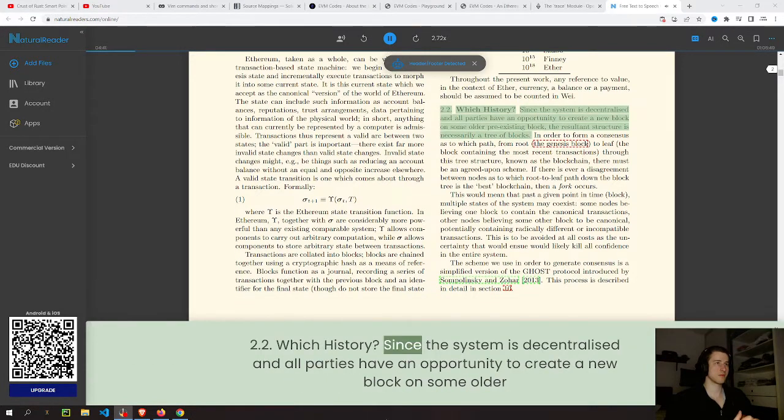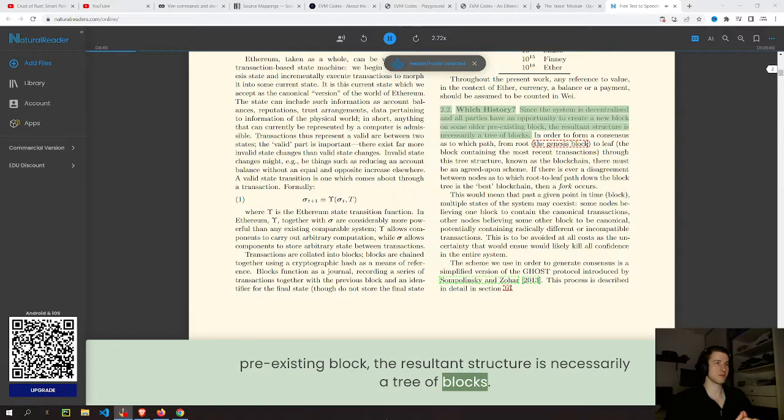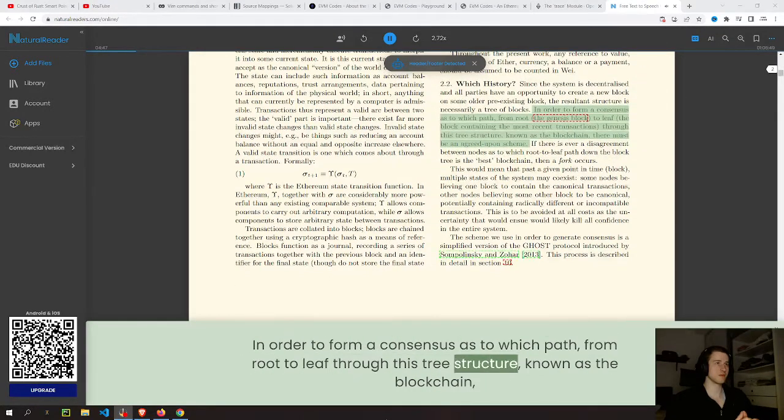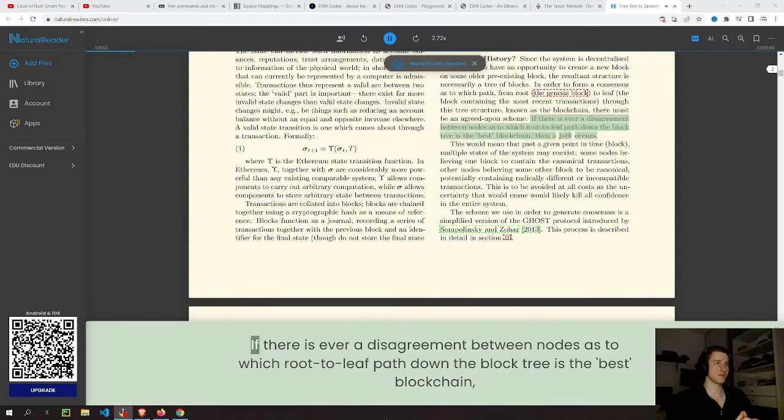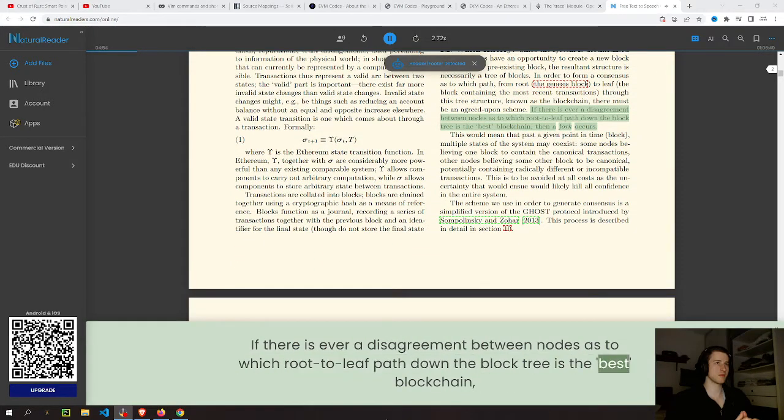2.2. Which history? Since the system is decentralized and all parties have an opportunity to create a new block on some older pre-existing block, the resultant structure is necessarily a tree of blocks. In order to form a consensus as to which path, from root to leaf through this tree structure, known as the blockchain, there must be an agreed upon scheme. If there is ever a disagreement between nodes as to which root to leaf path down the block tree is the best blockchain, then a fork occurs.